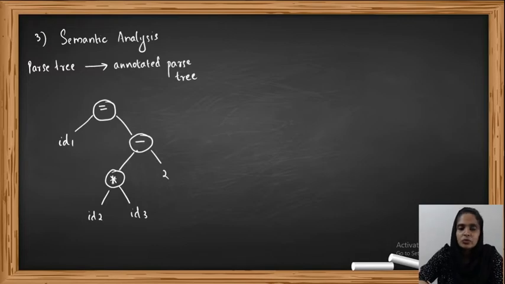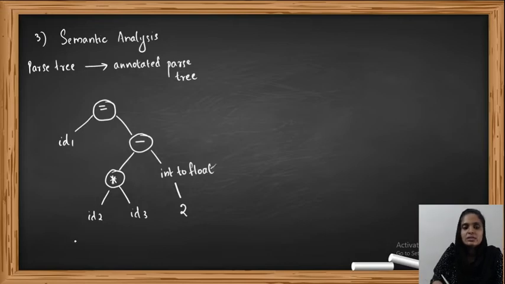So what we have to do now? We have to convert this integer value 2 to a float value. For that, we will use the function int to float. So what we have to do is, we have to take the constant 2 and apply int to float conversion. Now this tree has become annotated parse tree.